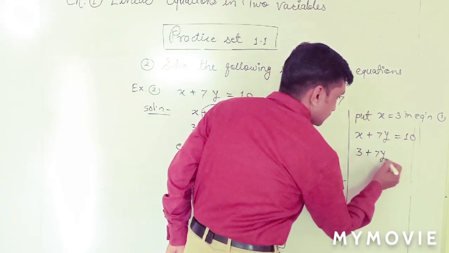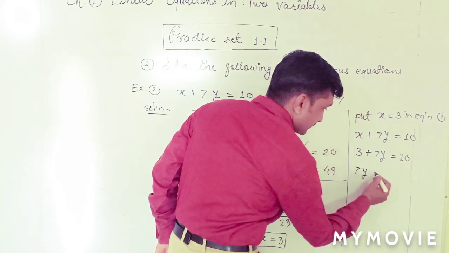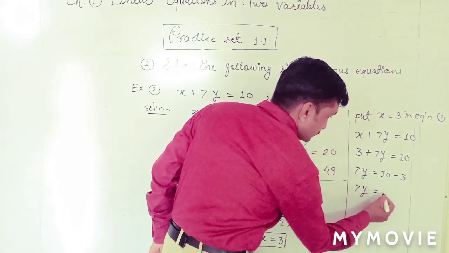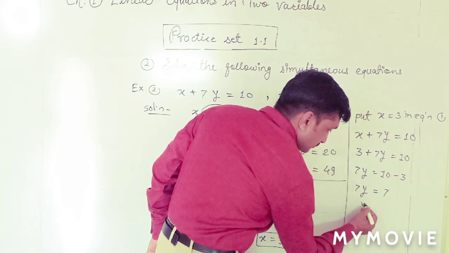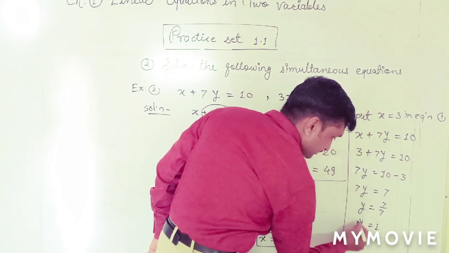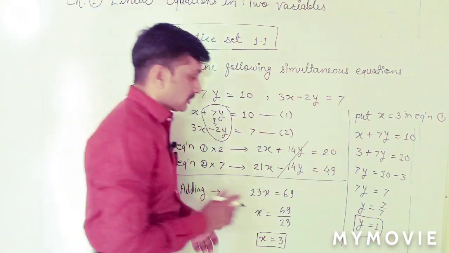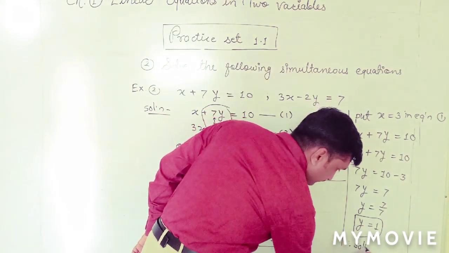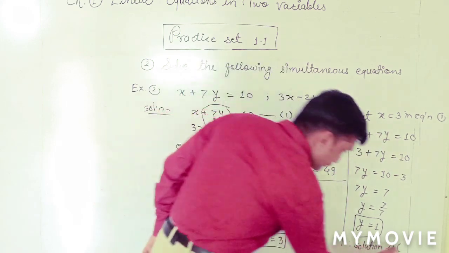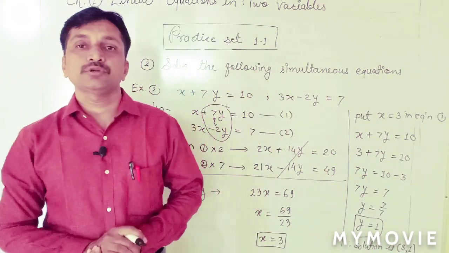3 plus 7y is equal to 10. Transfer 3 to the right side. 7y is equal to 10 minus 3, which is 7. y is equal to 7 upon 7. y is equal to 1. In this way we got both the values, and therefore the solution is in brackets: value of x 3 and value of y 1, (3, 1). This is the solution of this example.